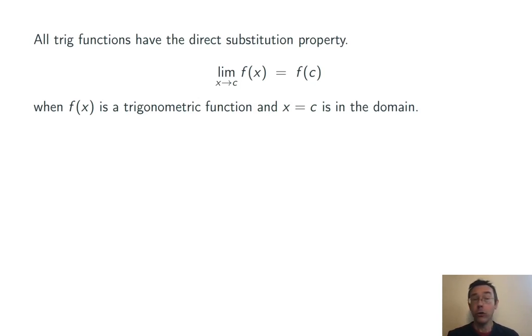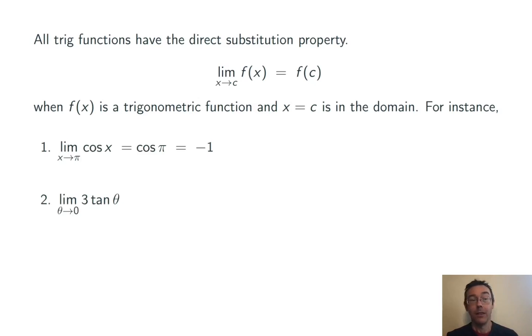First of all, trig functions have the direct substitution property. That means if you have a value x equals c in the domain of the trig function, you can do a limit at x equals c just by plugging in. For instance, the limit as x goes to pi of cosine of x is going to be the cosine of pi, otherwise known as -1. Here, as usual, I'm working in radians. The limit as theta goes to 0 of 3 tangent theta is 3 times the tangent of 0, or 0.